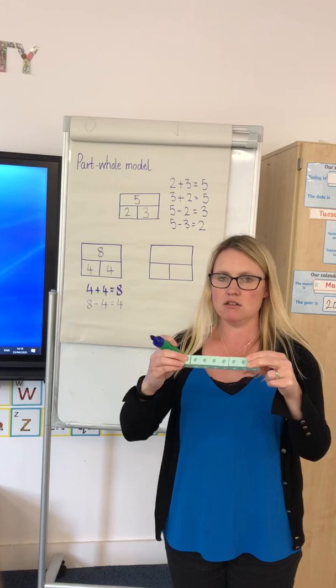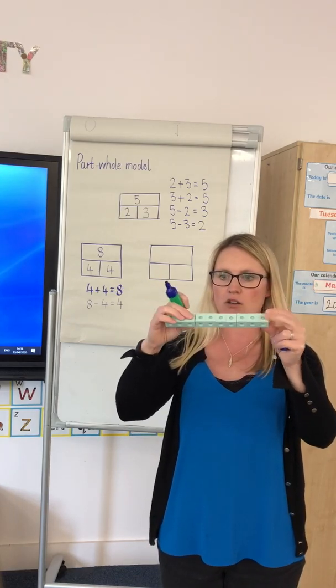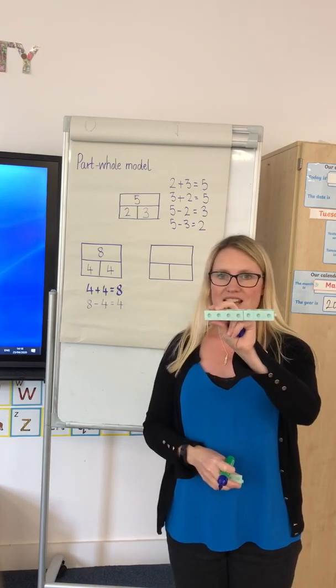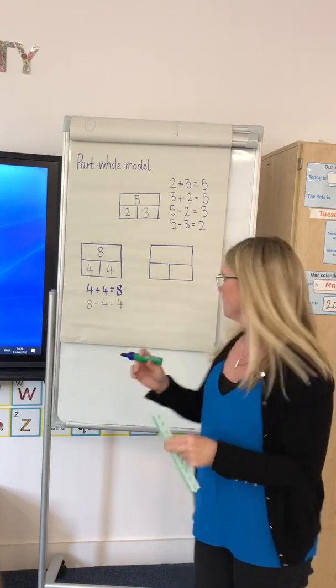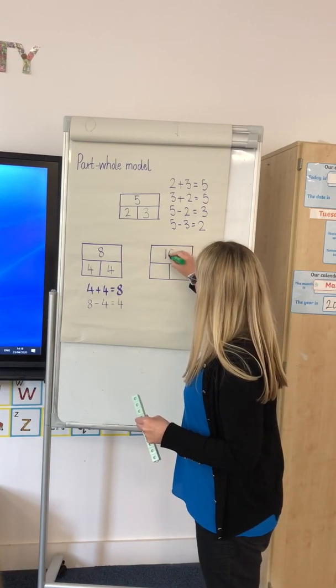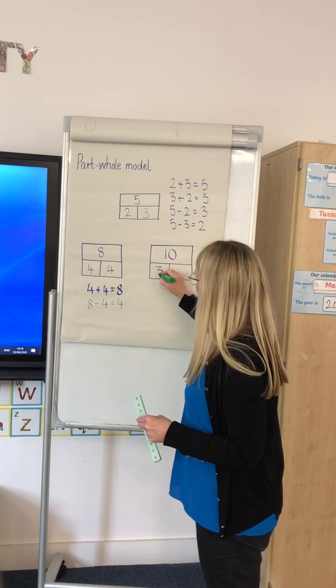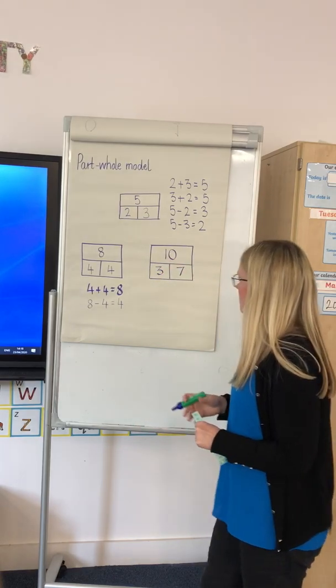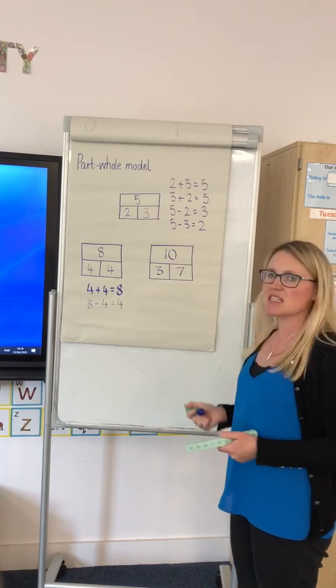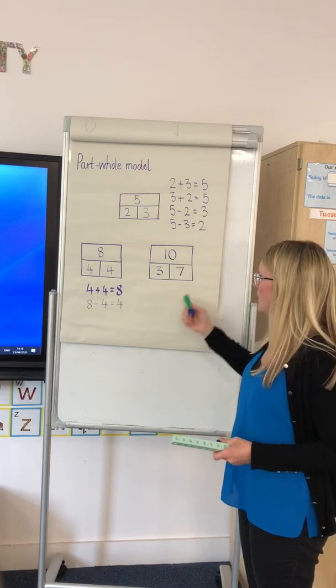So let's do that again. 10 cars in the car park. 3 go home. How many are left? 7. So we have 10 cars all together. 3 go home. 7 are left. Could you write some addition and subtraction questions around this whole model?